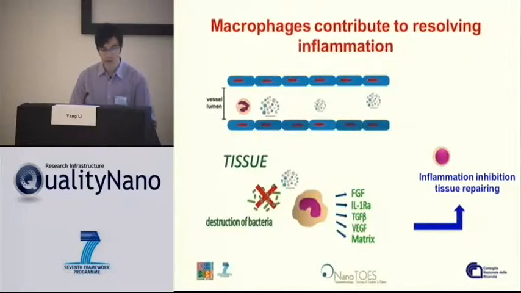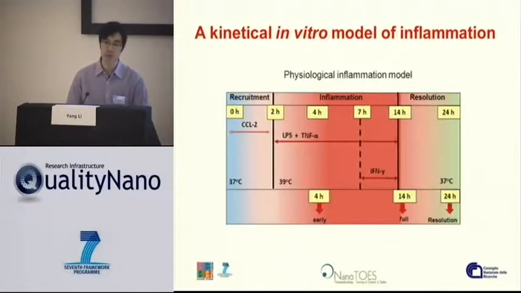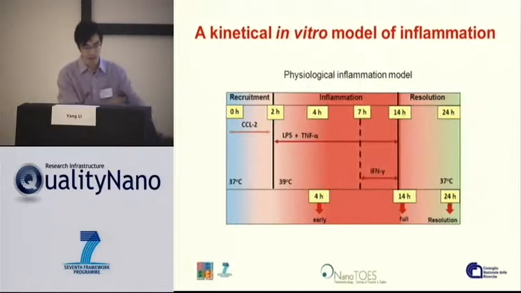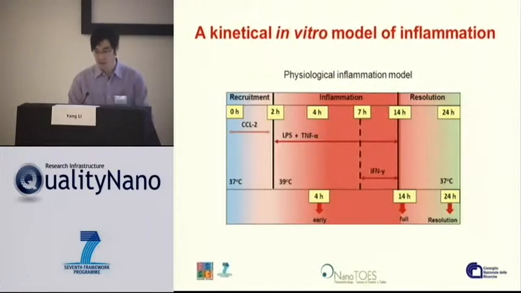But what about the nanoparticles in all these processes? We do not know that exactly. So based on what was previously described, we built a kinetic in vitro model to address this issue. We collect fresh monocytes from PBMCs, then culture the cells in vitro at different times. We give different stimulations to mimic the real immune processes.